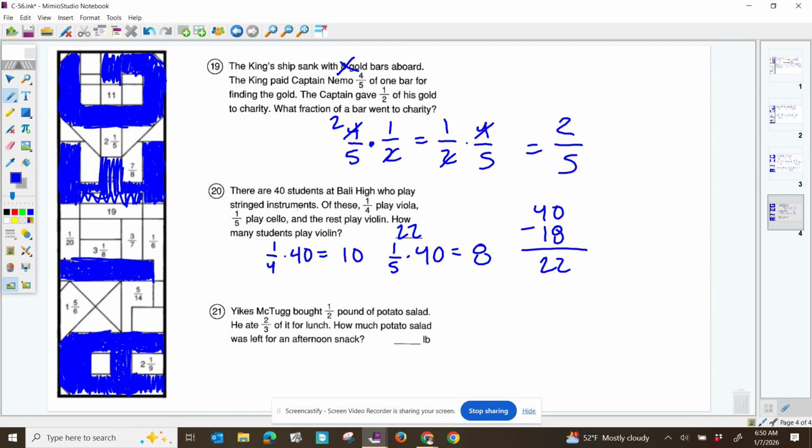And then lastly, they've got a half a pound, and they ate 2/3 of it for lunch. How much is left? Oh, they're tricky. If they ate 2/3, then 1/3 is left. And so I would have 1/2 times 1/3, which is just simply 1/6, which is this guy right there.